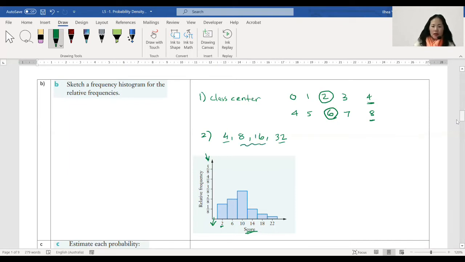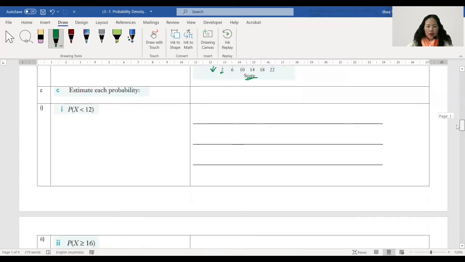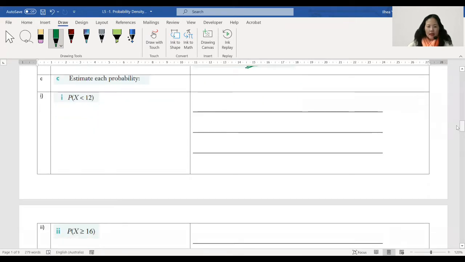Because the textbook solution did 8, I'm going to use 1/8 as my scale. And then here it is, a histogram. Okay, so that's what we did. So part C, estimate each probability.